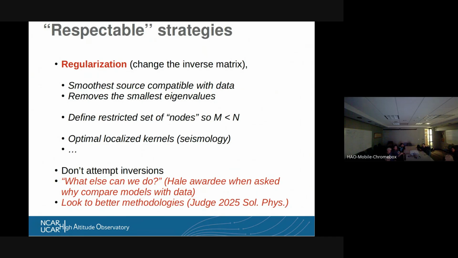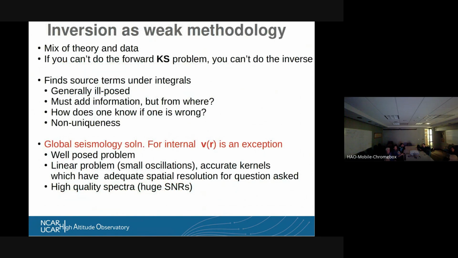Okay. So inversion is a weak methodology. First of all, it mixes theory with data completely. If you can't do the forward problem, K S, you can't do the inverse problem. And then you change the K, which you're not allowed to do physically. So there's something really fishy going on here that makes me very uncomfortable, and what it is is a mix of theory and data. You find sources under integrals. It's an ill-posed problem, because I said you can get around that, and this is where we're going.